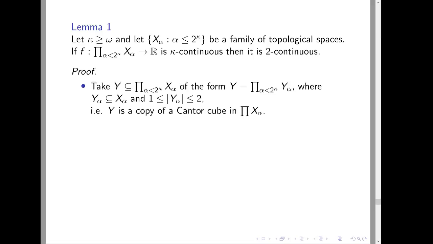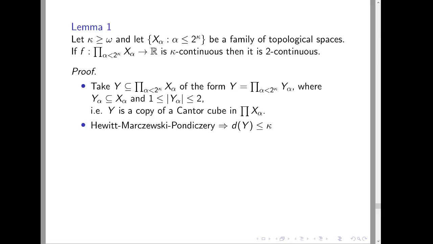Let me show you. Just fix a copy of the Cantor cube. To verify kappa continuity, I need to take an arbitrary copy of the Cantor cube and check that the restriction of my function to this Cantor cube is continuous. So let's take this copy Y of the Cantor cube of this form. This is a product of Y alphas. Each factor space Y alpha has at most 2 points. But look, the Hewitt-Marczewski-Pondiczery theorem says that, since I assume that the size of the family is 2 to the kappa, the density character of Y is bounded by kappa.